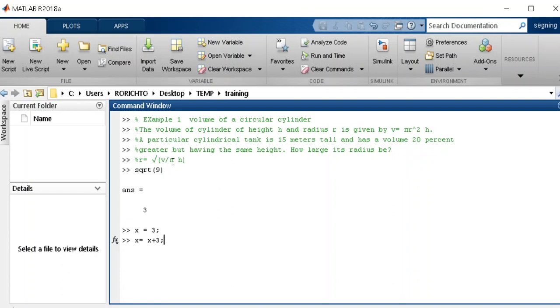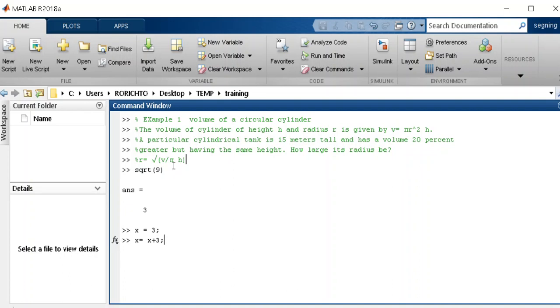The solution of this example: first, solve the cylinder equation for the radius r. This gives this answer: r equals the square root of V divided by pi h. And note here that we will also learn how to write pi. There are two manners, so you will choose one of them.